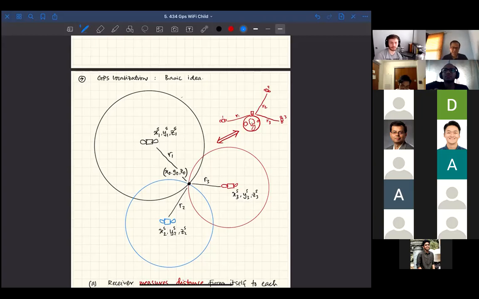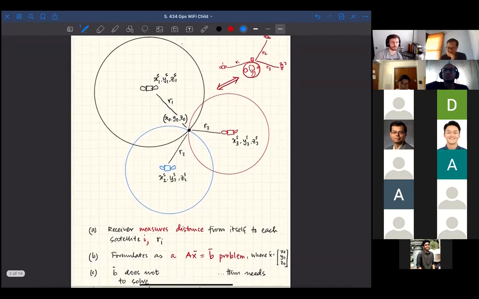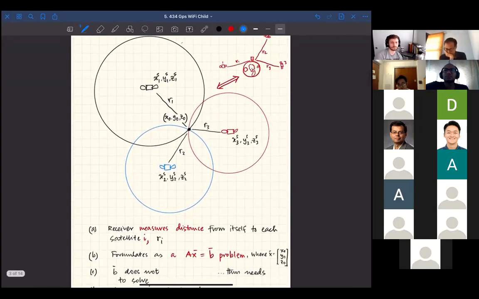I think you're right. Well, could you repeat the question? The question is that these are actually spheres around the satellite. So these 2 spheres, when they intersect, they form a circle. 3 spheres, when they intersect, form 2 intersection points, the intersection of 2 circles.